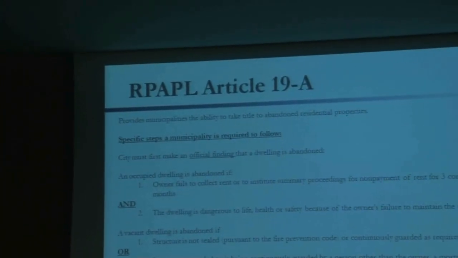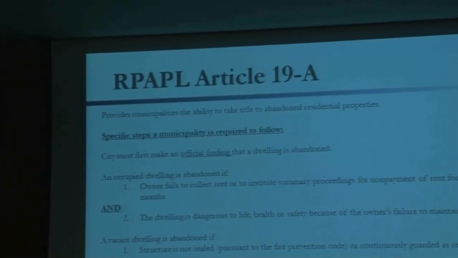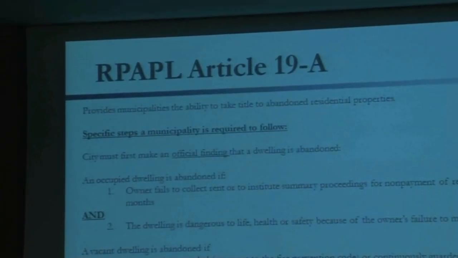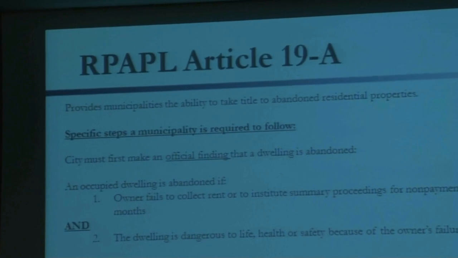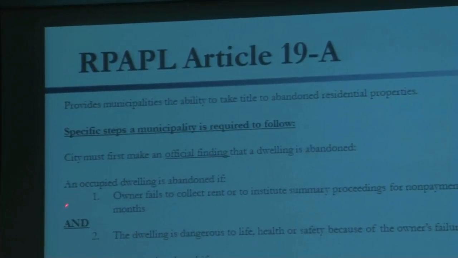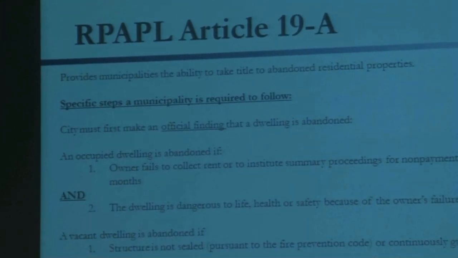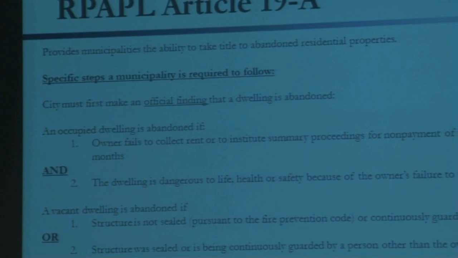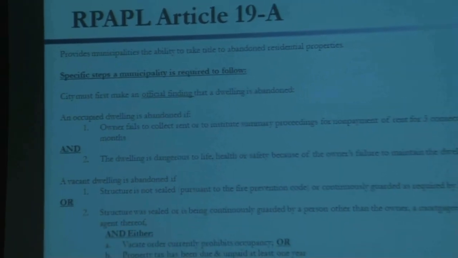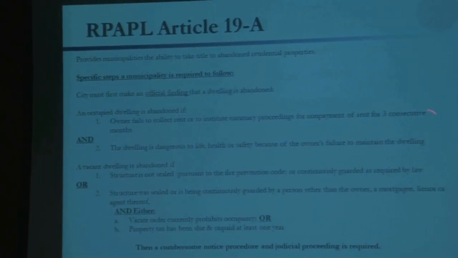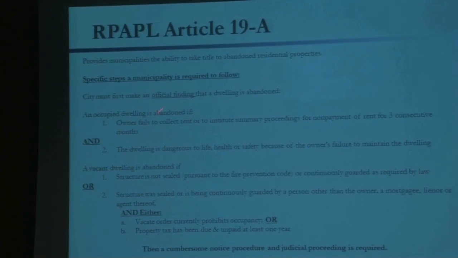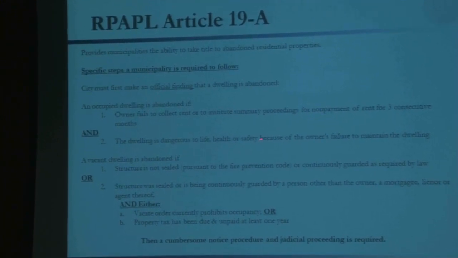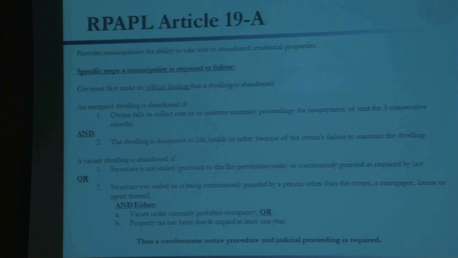RPA-PL provides the ability to take title to abandoned residential properties. But as you can see, there's a little bit of a tedious process to do it. In order to have an official finding, you have to determine if the dwelling is abandoned. And to do so, it has to be both one, meaning the owner fails to collect rent or institute proceedings for a period of 3 consecutive months, and the dwelling is dangerous to life, health, and safety because of the owner's failure to maintain the dwelling.